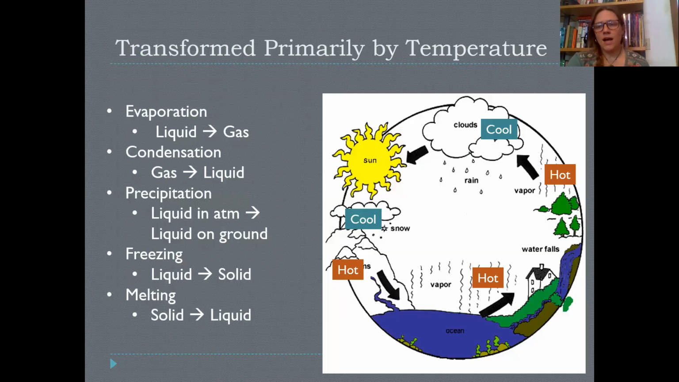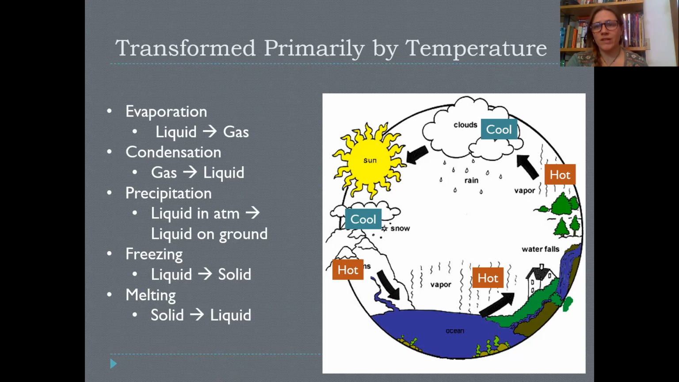So as we said a couple slides ago, one of the main ways that water moves is by changes to its phase, moving between a liquid, solid, and a gas. And that transformation is primarily driven by differences in temperature, right? As heat is absorbed, temperatures increase. As heat is lost, temperatures decrease. And so we can evaporate water, turn it from a liquid to a gas. We can condense water, turn it from a gas back to a liquid.